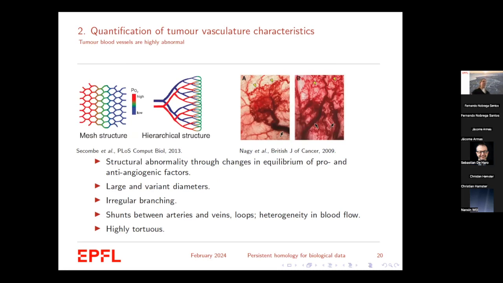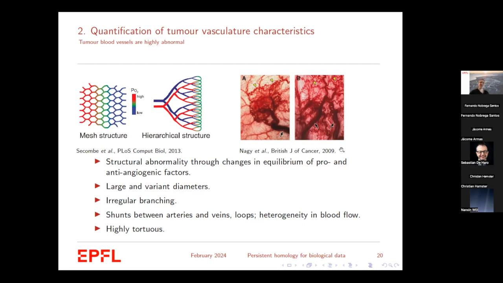So there are really quick changes in the equilibria of pro- and anti-angiogenic factors, which lead to structural abnormality of the resulting vessels. In healthy tissue, you often find mesh structures and hierarchical structures. But in vascular networks of tumors, you get much messier structures with large variations in diameter. So you have this huge vessel down here and then tiny diameters over here. You have irregular branching. You can even have shunts between arteries and veins and loops forming. So from a perspective of blood flow, that's not a very efficient thing to have.